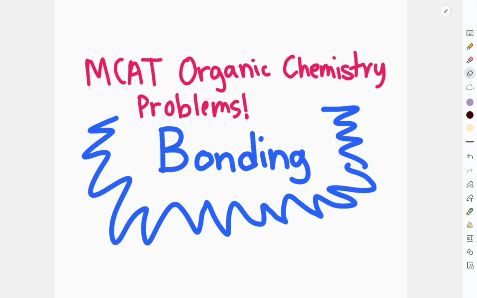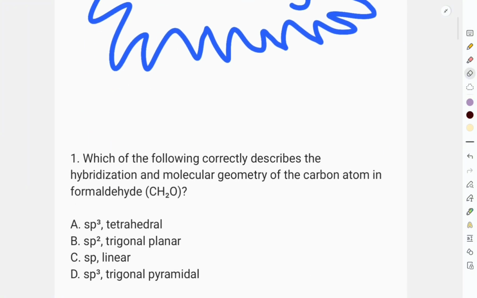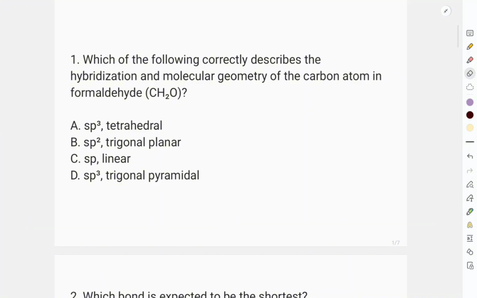Hello everyone, in this video I will be going over some MCAT bonding problems. This is for the organic chemistry section, so if you're going to take the MCAT soon, this would be a very helpful video. Okay, let's start with the first question. It says, which of the following correctly describes the hybridization and molecular geometry of the carbon atom in formaldehyde?